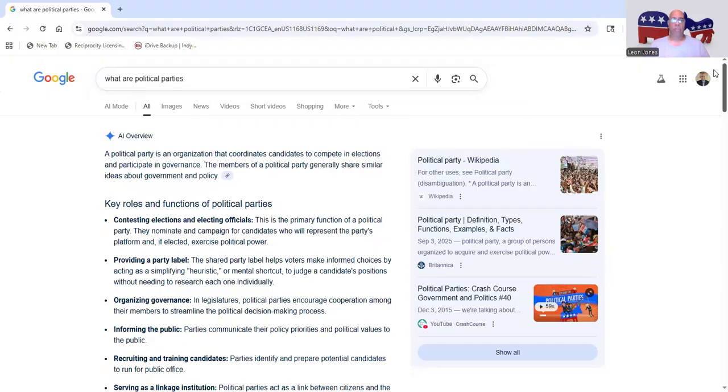But to sum all of this up, when we get into political parties, again, a political party is an organization that coordinates candidates to compete in elections and participate in governance. Again, you need to compete and you need to complete the election as well. The members of a political party generally share similar ideas about government and policy.